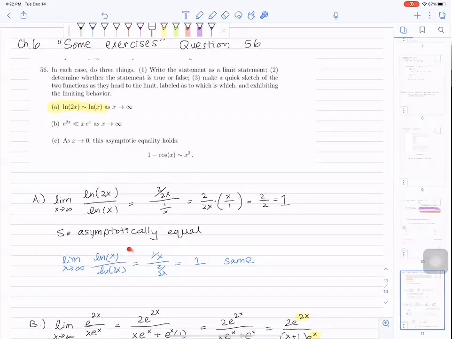So instead we can use L'Hopital's rule and we take the derivative of this. Derivative of natural log 2x is 2 over 2x. Derivative of natural log x is 1 over x. If we simplify this, when you're dividing by a fraction, you multiply by its reciprocal. So we get 2 over 2x times x. Simplify this, and this gives you 1. So this limit equals 1, so they are asymptotically equal.